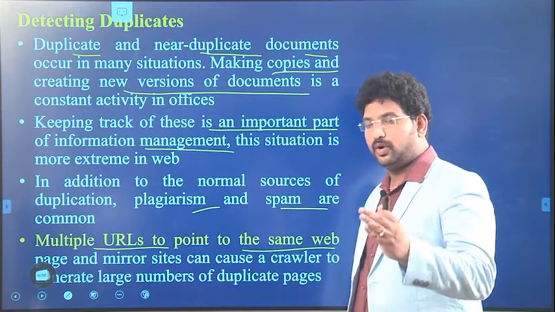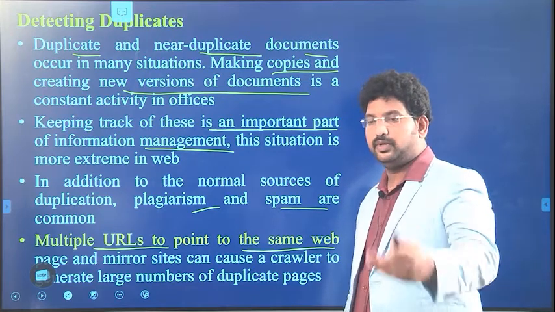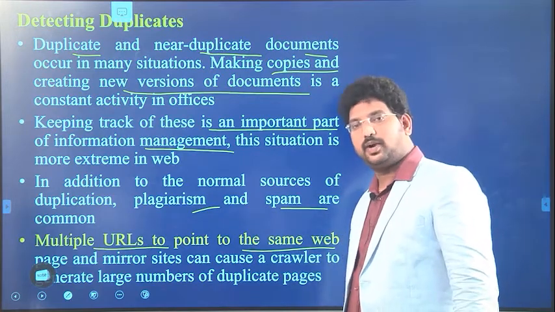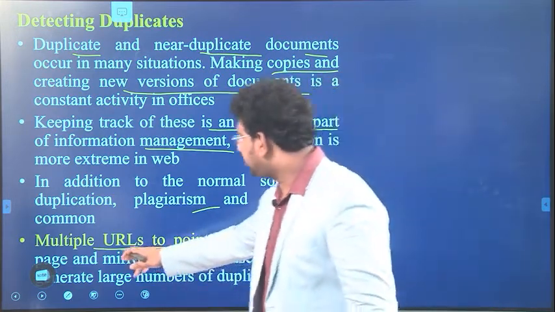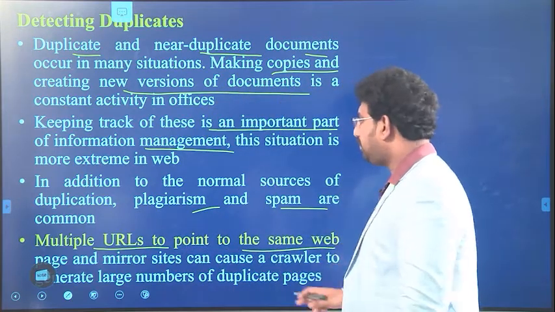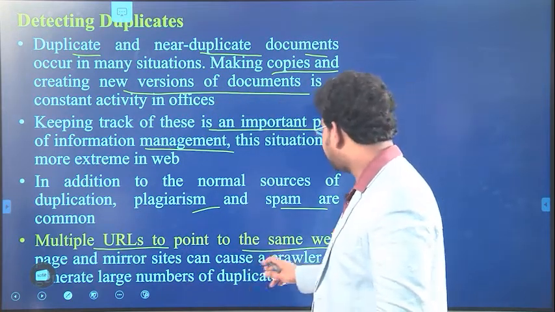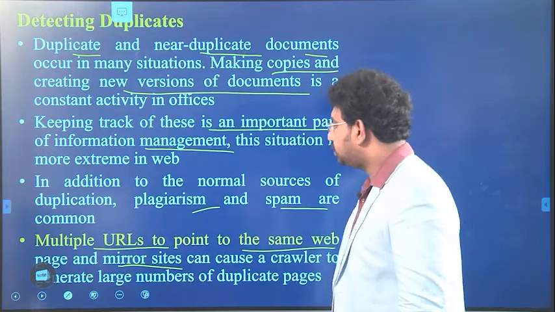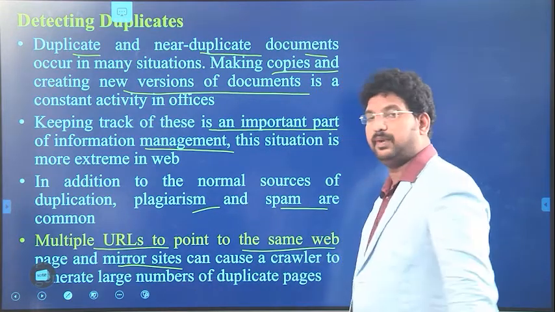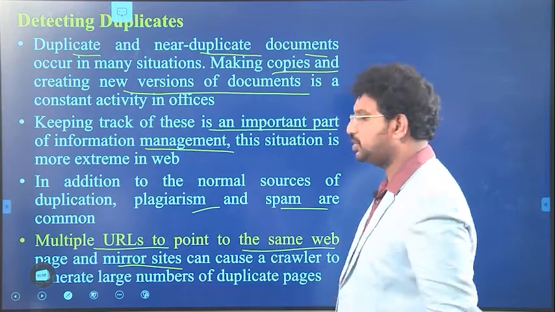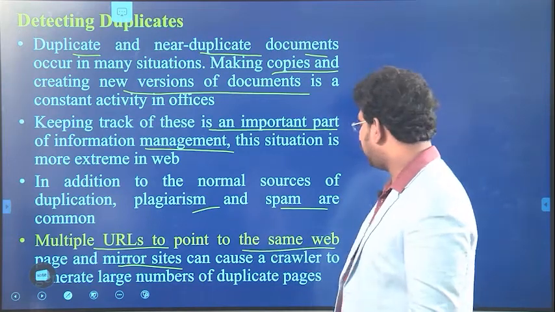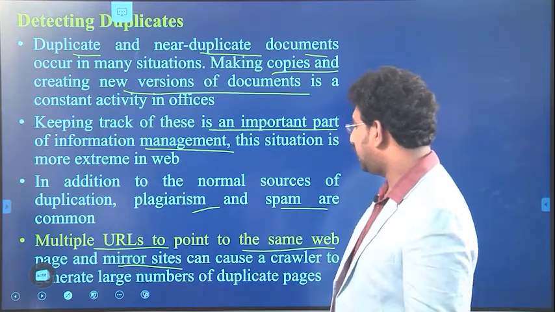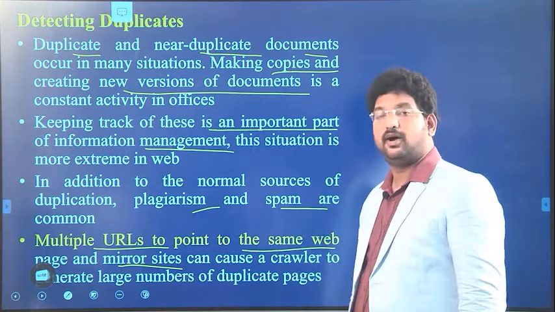It is also a problem, because whenever you are trying to get information, the crawler is in a dynamic situation and has to identify which document to use for retrieval purposes. Multiple URLs pointing to the same web page, and mirror sites, can cause a crawler to generate a large number of duplicate pages.